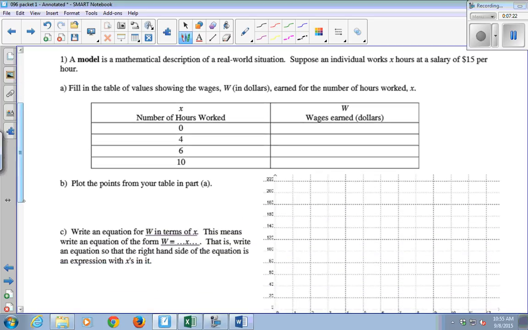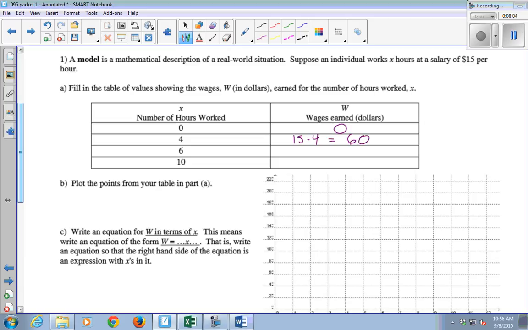Okay, so a model is a mathematical description of a real-world situation. So suppose an individual works X hours at a salary of $15 per hour. We're going to fill in this table of values showing how much a person makes, their wages, earned for the number of hours they work, X. So if you make $15 per hour and you work 0 hours, how much money do you make? $0, right? If you work 4 hours, how much money do you make? $60, right? You multiply $15 an hour times 4 hours and you get $60.